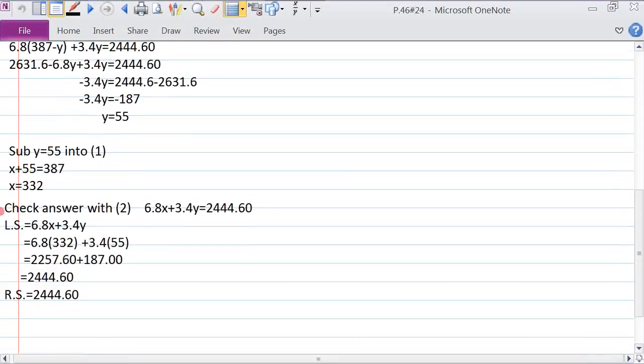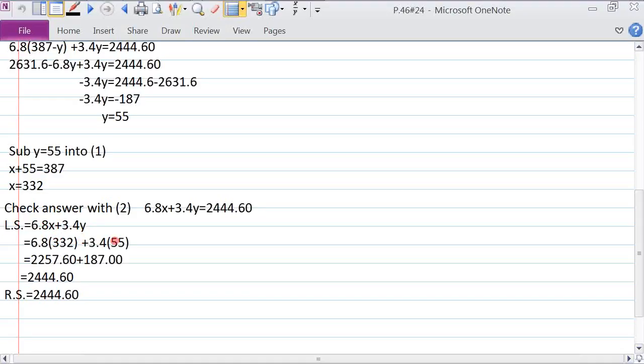So now I check the answer with equation 2. I know that the number of children is 55. I know the number of adults is 332, so I'm going to check my answer with equation 2. Here's equation 2. The left side is 6.8X plus 3.4Y. I know the number of adults, X, is 332.